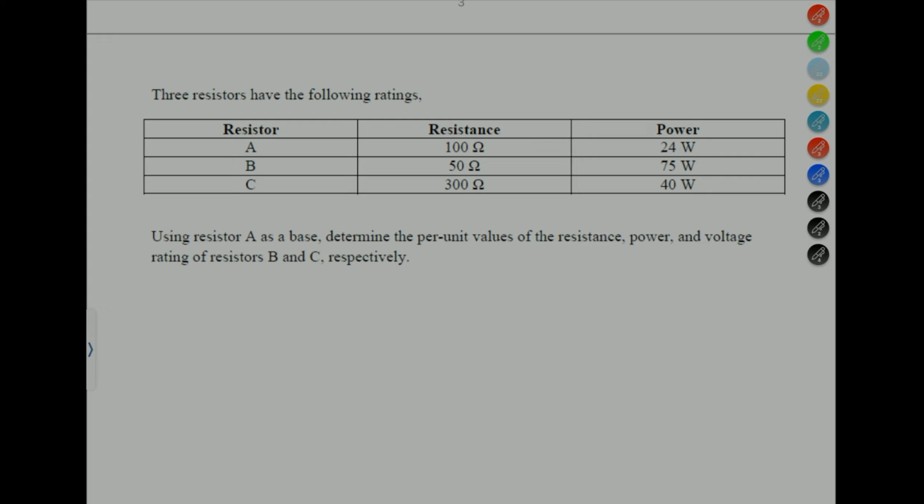All right, let's start this problem. We're not going to finish it; we're going to finish it in the next video. So let's start this problem. Using resistor A as a base, or you know what, let's just do this problem.